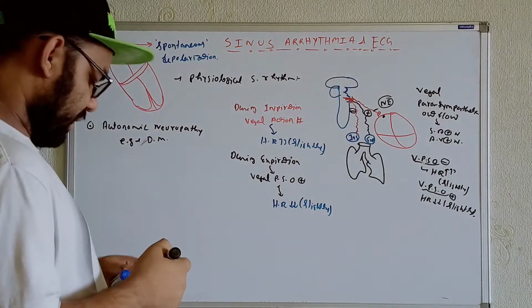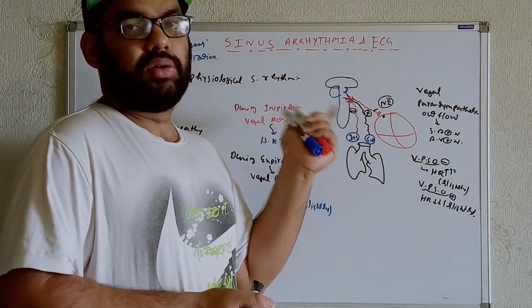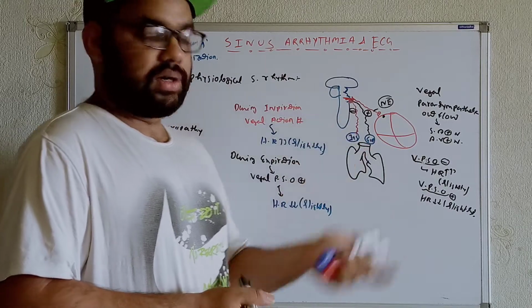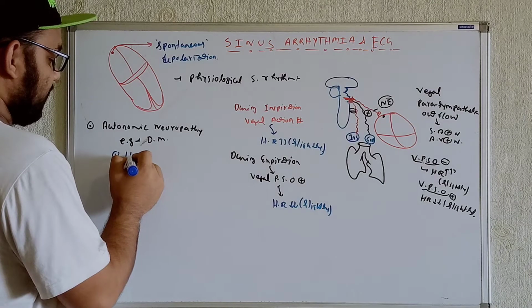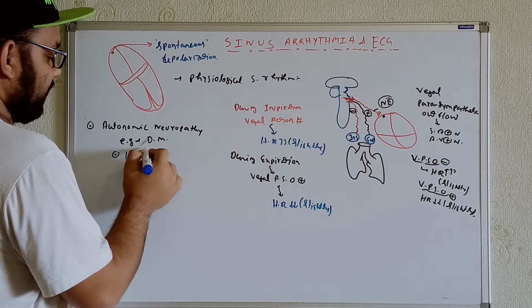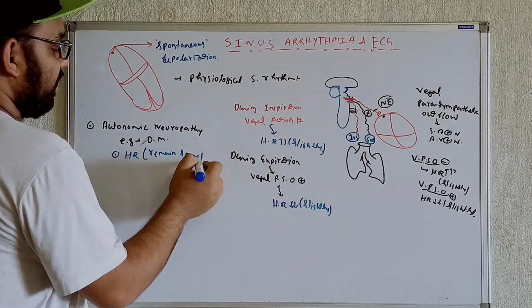Now, in these cases, there will be no change in the heart rate, because the parasympathetic outflow is not working. It will neither be inhibited nor stimulated. So in these cases, we will see there will be no change in the heart rate. That will remain the same.